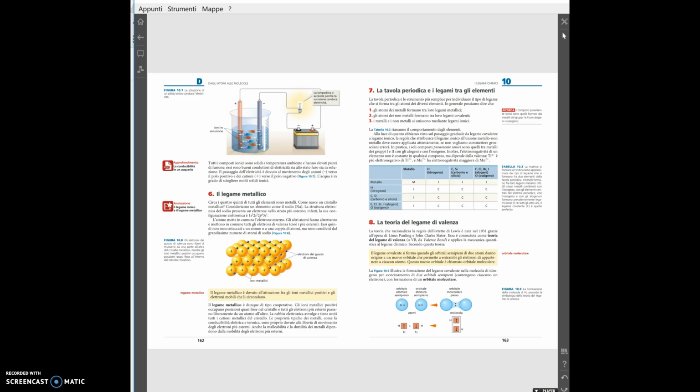G. The periodic table and bonds between elements. Metals form metallic bonds with each other. Nonmetals form covalent bonds with each other. Metals and nonmetals combine through the ionic bond. The transition from pure covalent, polar covalent, and ionic is gradual and depends on the difference in electronegativity of the atoms involved in the bond.